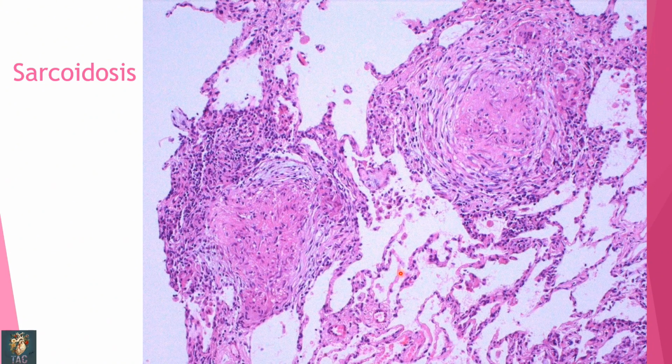This slide is showing you lung tissue. This lung tissue is having two granulomas. Both of these granulomas are non-caseating granulomas, having chronic inflammatory cells all around, lymphocytes, plasma cells, and macrophages. The diagnosis is sarcoidosis, which is a systemic granulomatous disease.